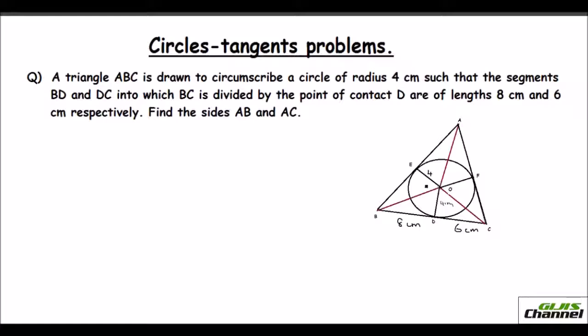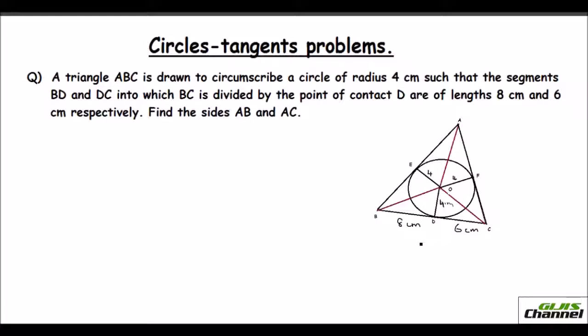We know the measure, right? It is 4 centimeters. And for BOC, the height is OD, and that also I have already marked as 4 centimeters. And for the triangle AOC, the radius is the height, right? So this is also 4 centimeters. So this is what is given. You need to find the sides AB and AC.